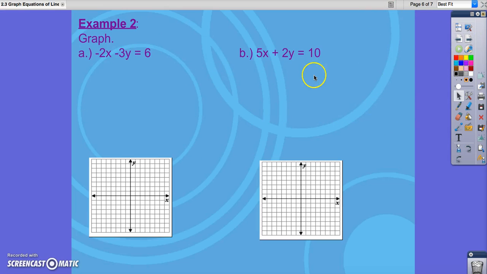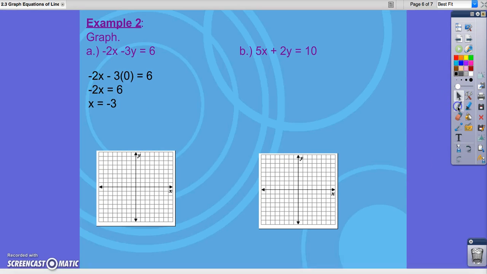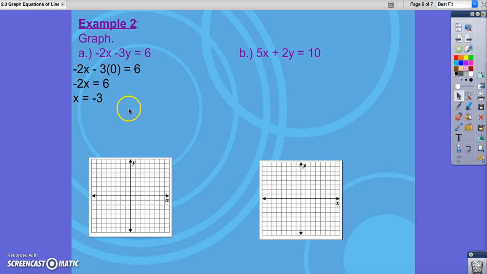So let's take a look at our examples here. All right, we're going to graph them. I have -2x minus 3y equals 6. So my first step tells me, identify the x-intercept by letting y equals 0. So I'm going to rewrite this, plugging 0 in for y in the equation and solving for x. So what do I get? -2x, this goes away, equals 6. And when I divide by -2, I get x equals -3. That's it. All right, so you plug in 0 for y. So I get x equals -3.